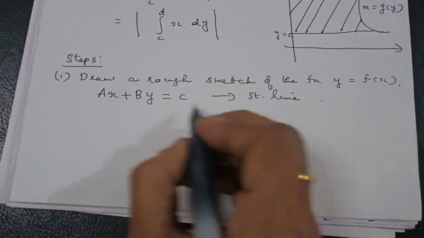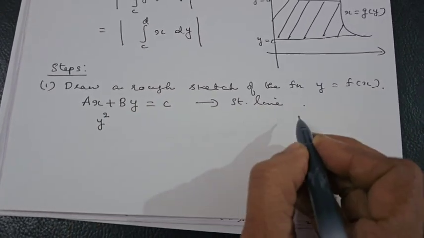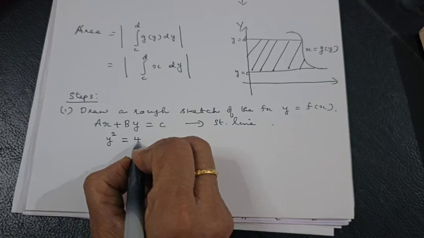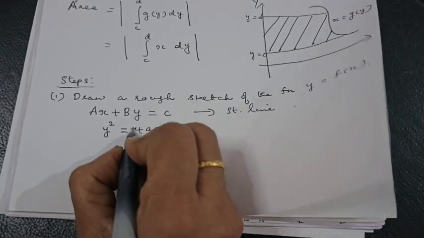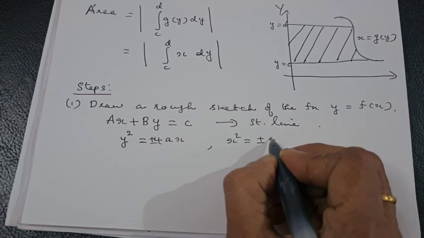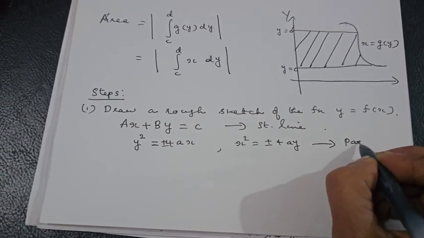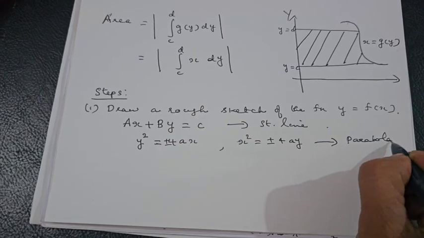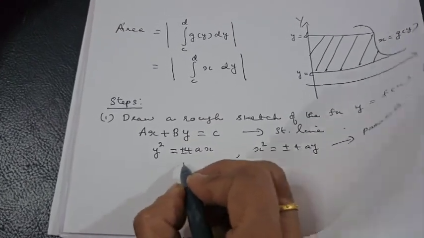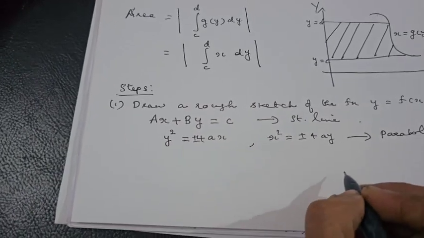And if any one of the variables is of degree 2, y square is equal to plus or minus 4ax, or x square is equal to plus or minus 4ay, then it means that is a parabola. In the first two cases, positive or negative for x means a right-handed or left-handed parabola. The others are upward and downward parabolas.